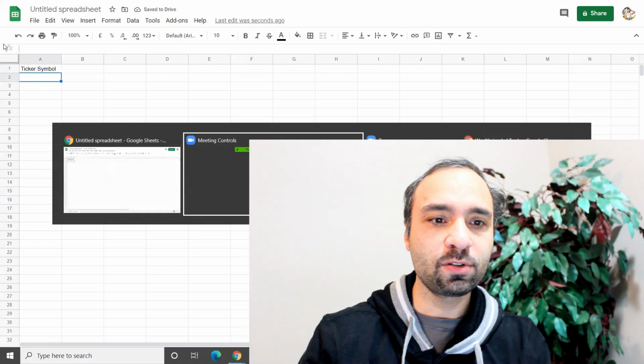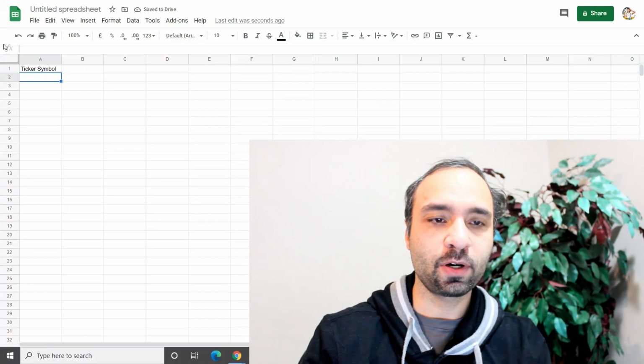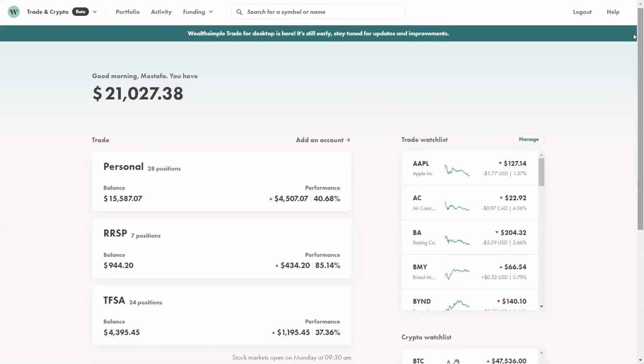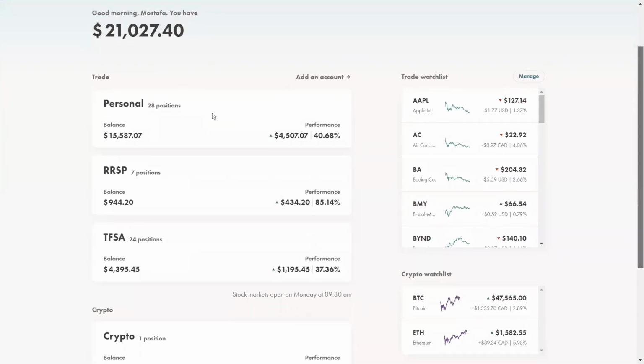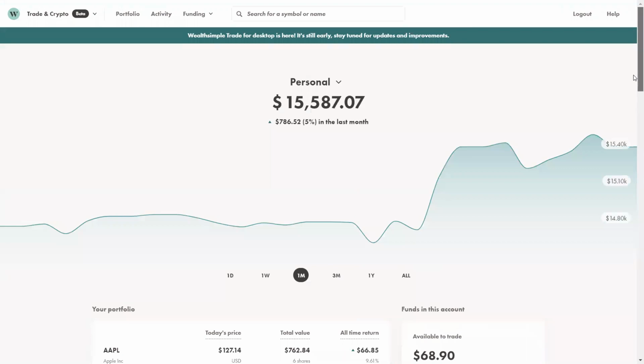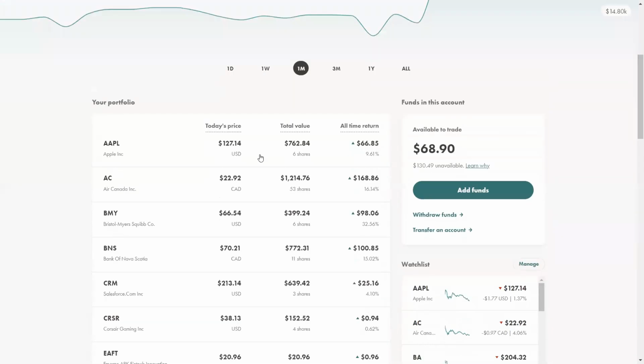And to just give you an idea, perhaps I can walk you through one example. If I hop on over to my account here, this is my account with Wealthsimple Trade, my investment portfolio right now. I wanted to pick one example from here. If I go over to my personal account, you see I have various holdings here. And one of them is this one.